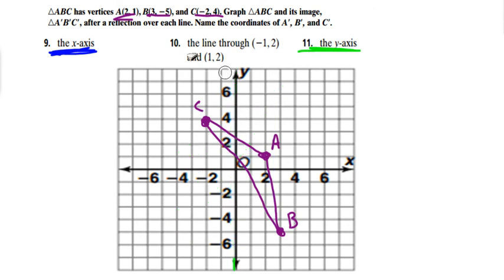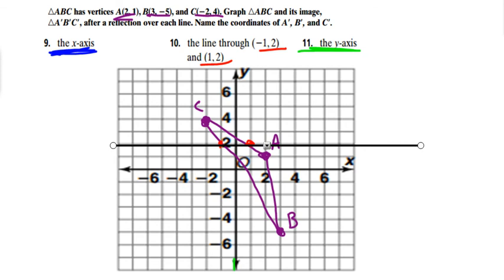So we need to reflect it across the line that goes through point -1, 2, and 1, 2. So we're going to plot these 2 points. So here's -1, 2. Here is 1, 2. So we're going to connect those. We're going to make a straight line, and I'm going to draw a straight line here. And we'll make it red.